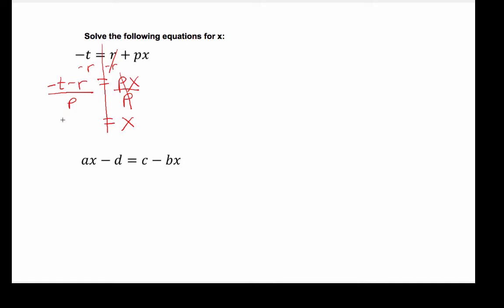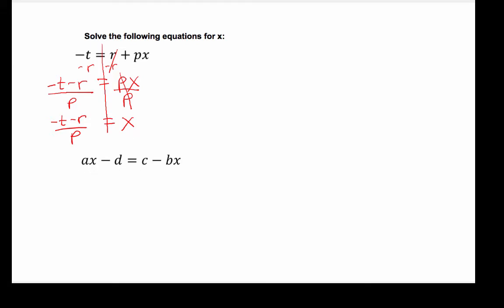Again, no numbers, so there's nothing we can calculate. So we will just write negative t minus r over p. That is solved for x. That's it. Right, our next equation, we want to solve for x.